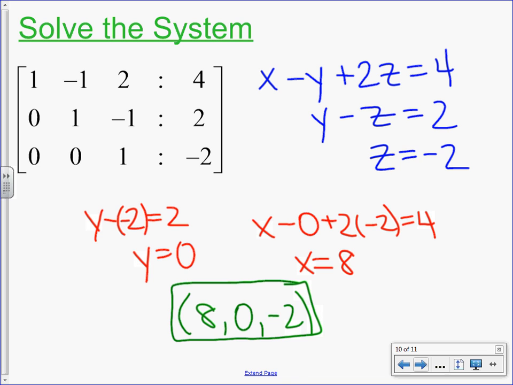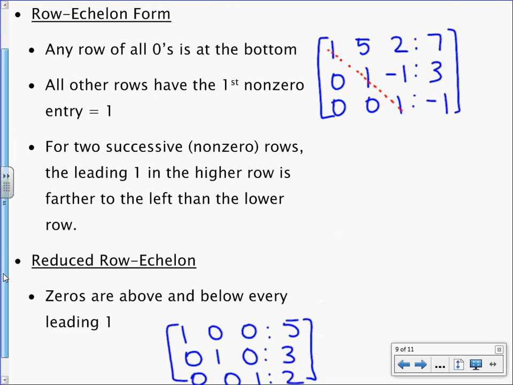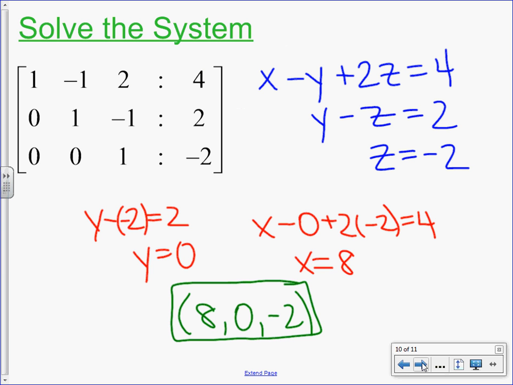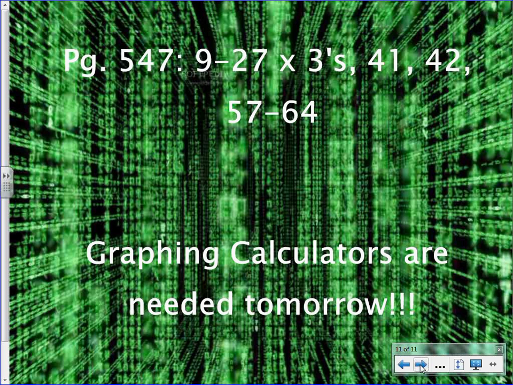Okay. Now what about if it was in reduced row echelon form? What does this mean? X equals 5. Y equals 3. Z equals 2. Pretty sweet, right? Okay. So eventually, we're going to be able to take matrices and put them into these forms to solve. But for now, we're just going to practice the setup.